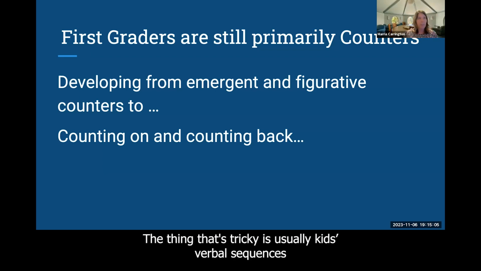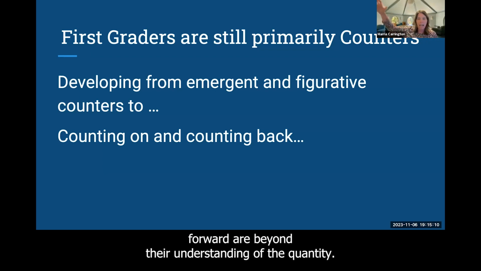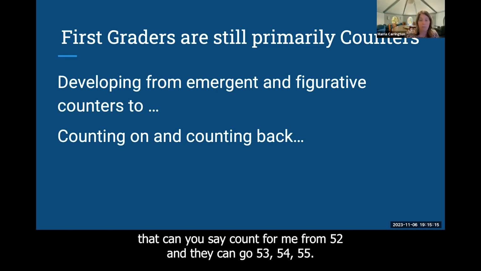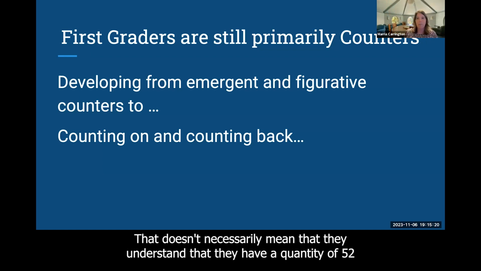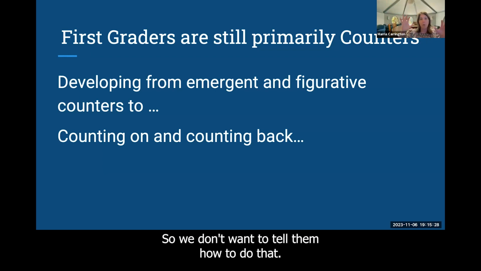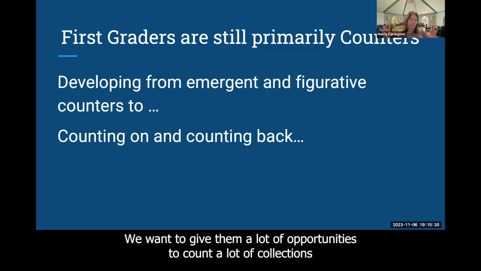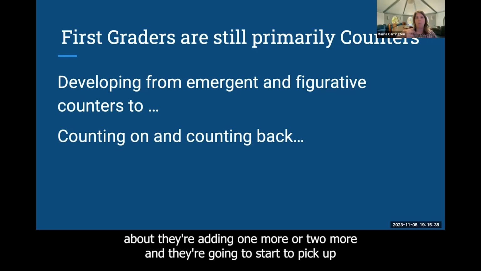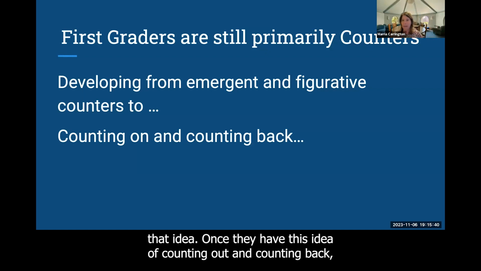The thing that's tricky is usually kids' verbal sequences forward are beyond their understanding of the quantity. So you might have a kid that you say, count for me from 52, and they can go 53, 54, 55. That's a kindergarten standard. That doesn't necessarily mean that they understand if they have a quantity of 52 and you put 3 more, they can just count 53, 54, 55. So we don't want to tell them how to do that. We want to give them a lot of opportunities to count a lot of collections and games, and then think about adding 1 more or 2 more, and they're going to start to pick up that idea.